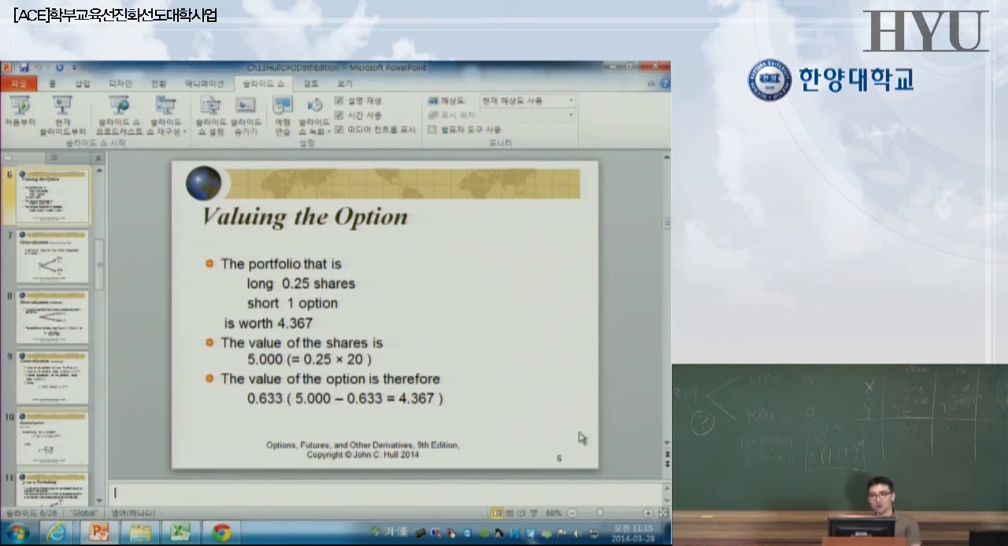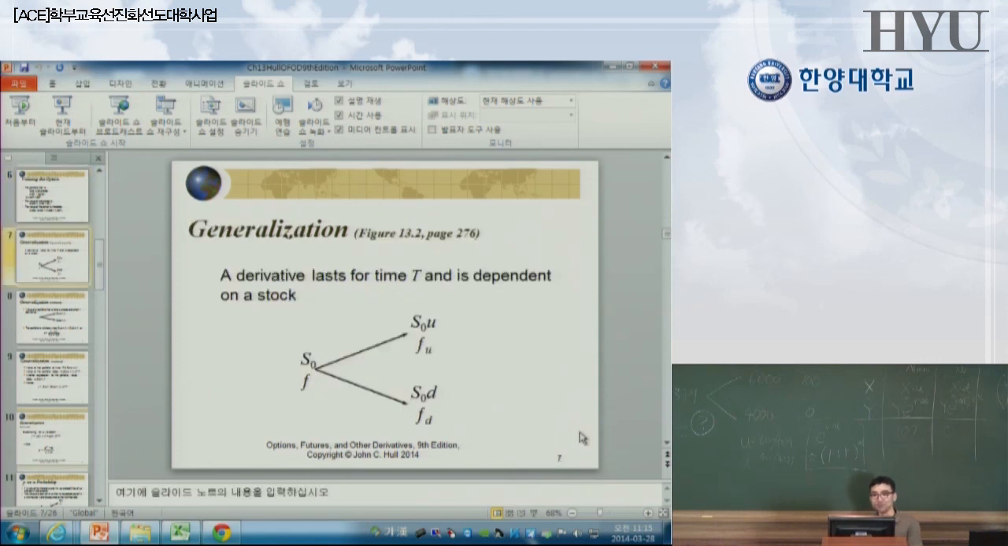Okay, valuing the option. Now we can generalize. They use the same thing, U and D. A derivative at time t.